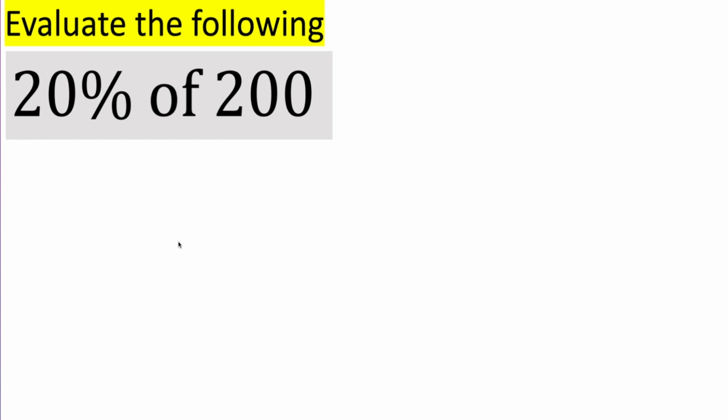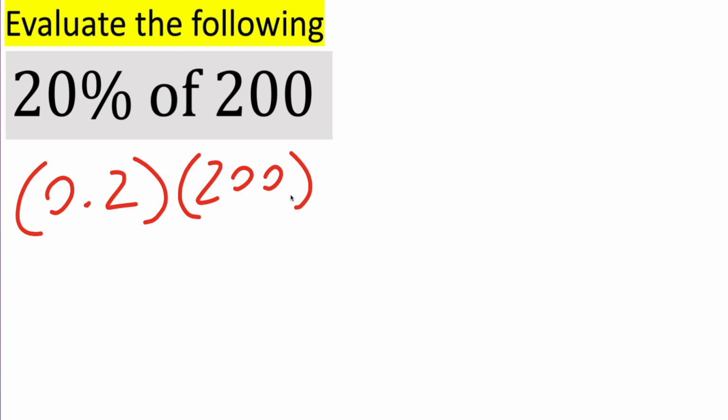We want to evaluate 20% of 200. The way we're going to do this, I'm going to show you 2 methods. 20%, you can say 0.2 because 20 divided by 100 would be 0.2. So 0.2 of 200 means multiply. So we're going to multiply by 200. Let's try this out. 200 times 0.2, so we'll do multiplication. And I'm going to show you another way, like a mental trick.